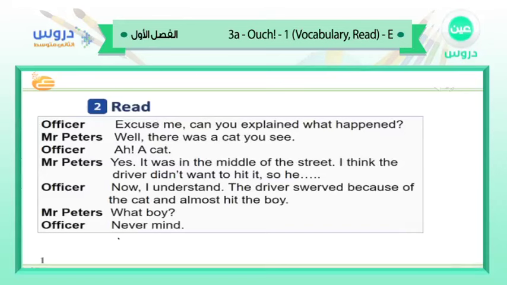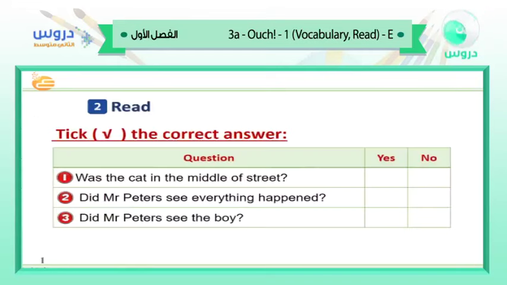Aha, we got it. Okay, I hope you are taking notes now, because we have some questions. Let's go to the questions. Was the cat in the middle of the street? Question number two, did Mr. Peters see everything happen? Number three, did Mr. Peters see the boy?